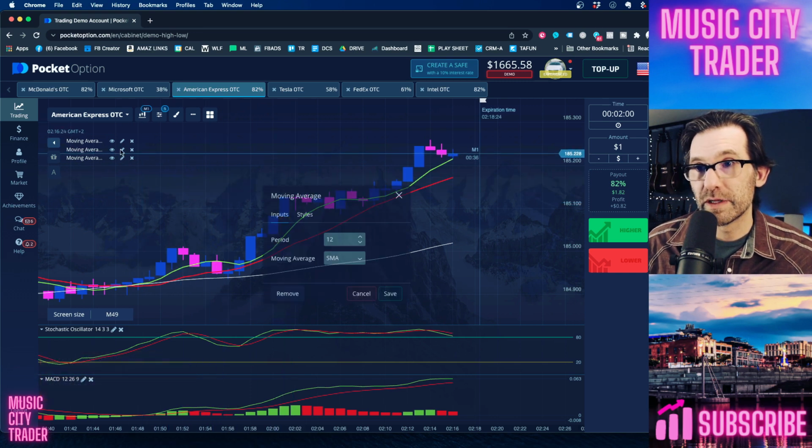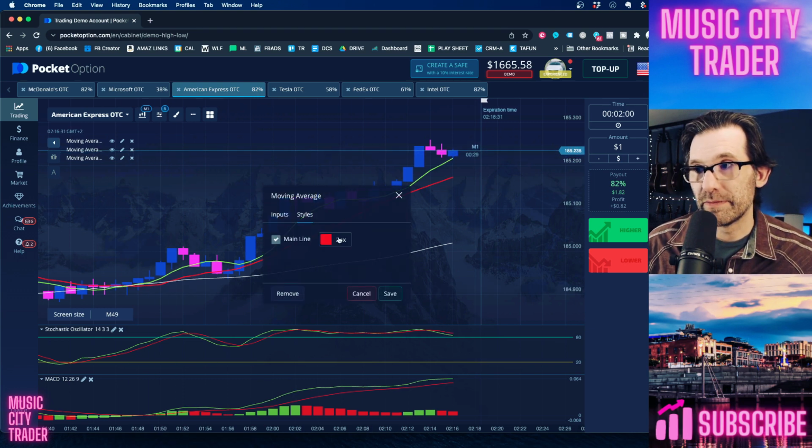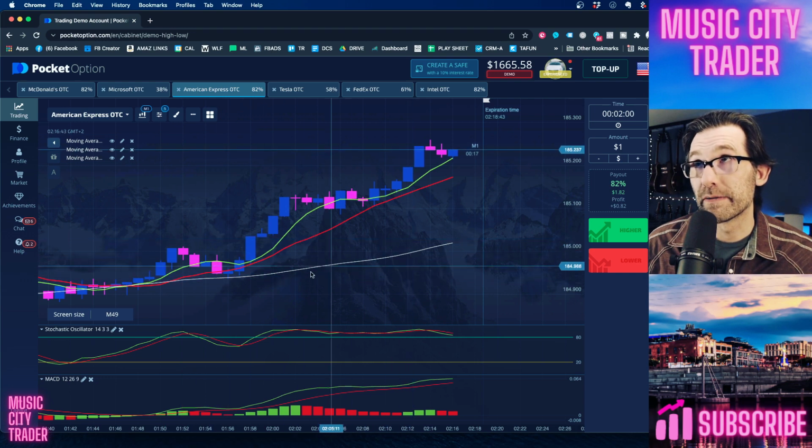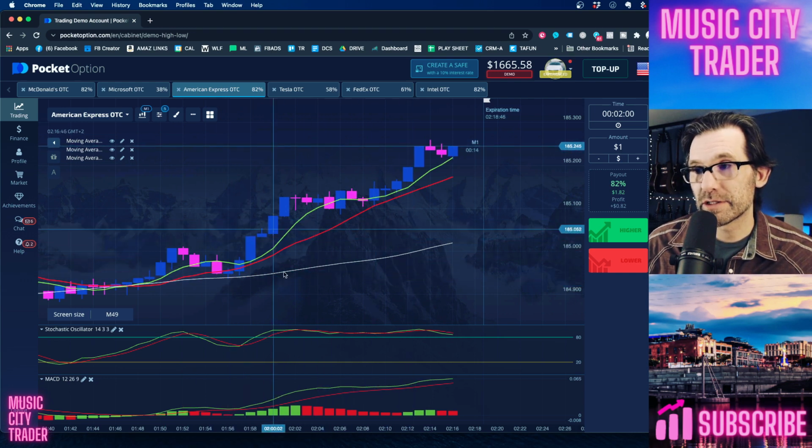Great. Then you want a 12 moving average, SMA. That one is going to be my red line. I'll tell you a little bit more about why later. So I have a green one that's 6, I have a red one that's 12, and then I have a slow moving average at 50 that's white. That's that white one right here. So that's your 3 indicators on the chart.